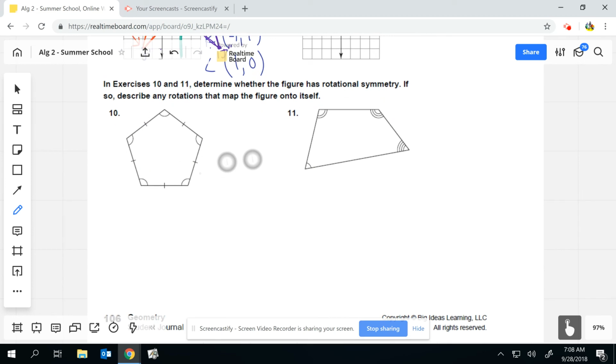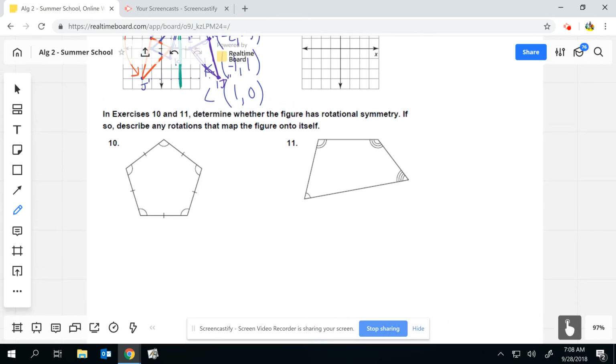Determine whether it has rotational symmetry. It would be if you could put a dot in the center, and if you could turn this shape, would it land on itself? And you would say yes. And I would say 360 divided by 5 equal angles. If they have equal angles, you're going to be able to do that.